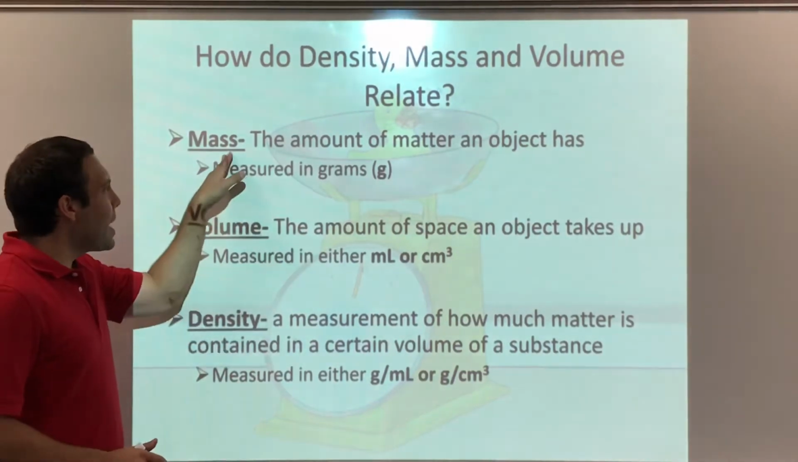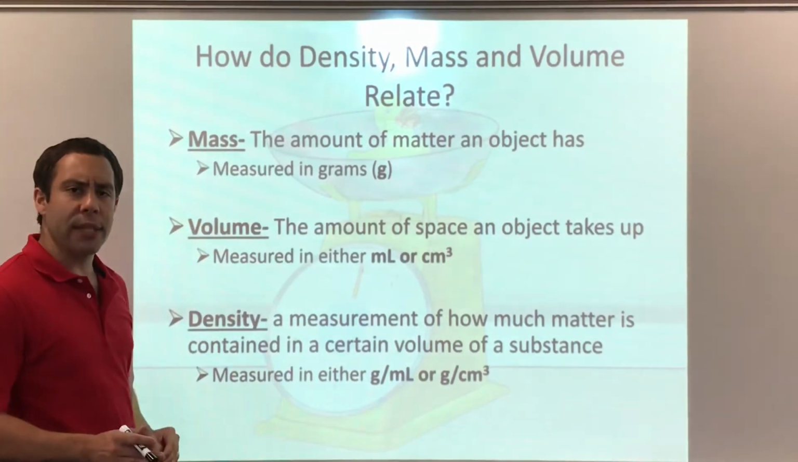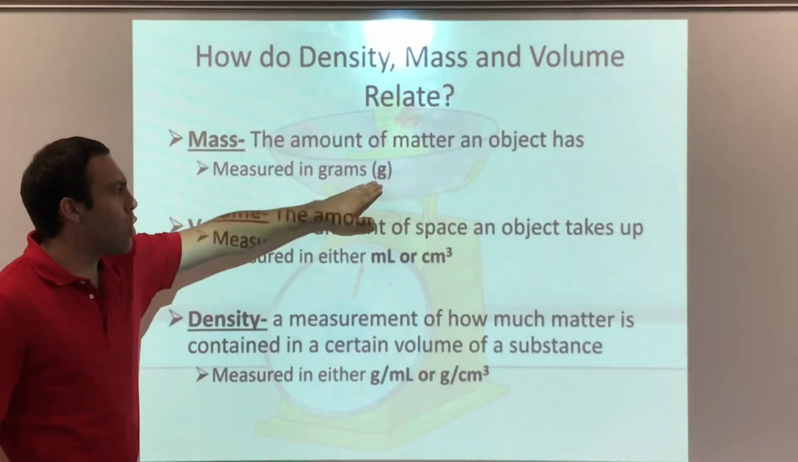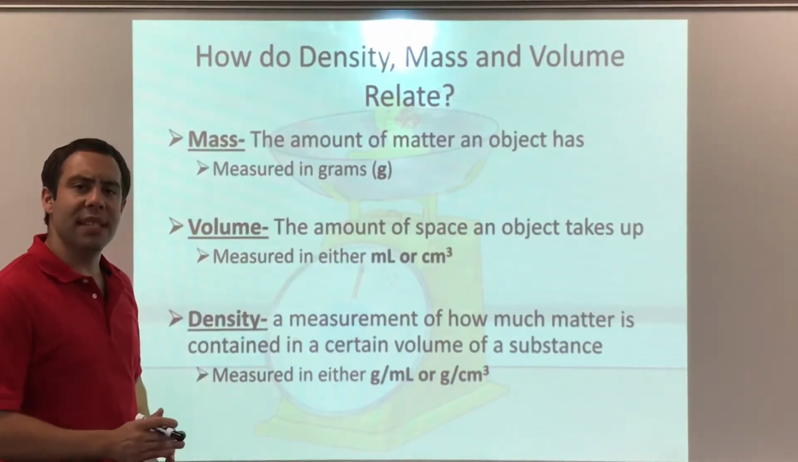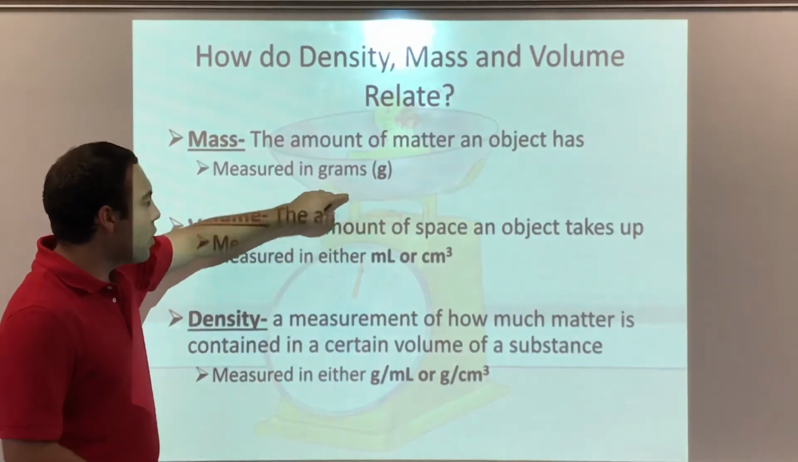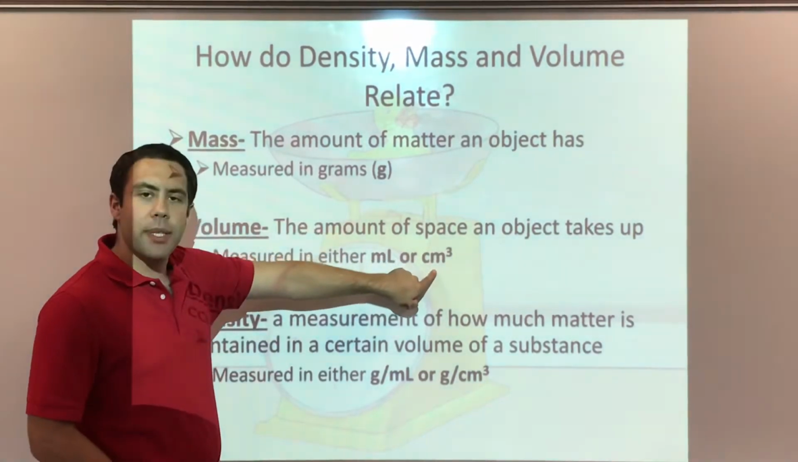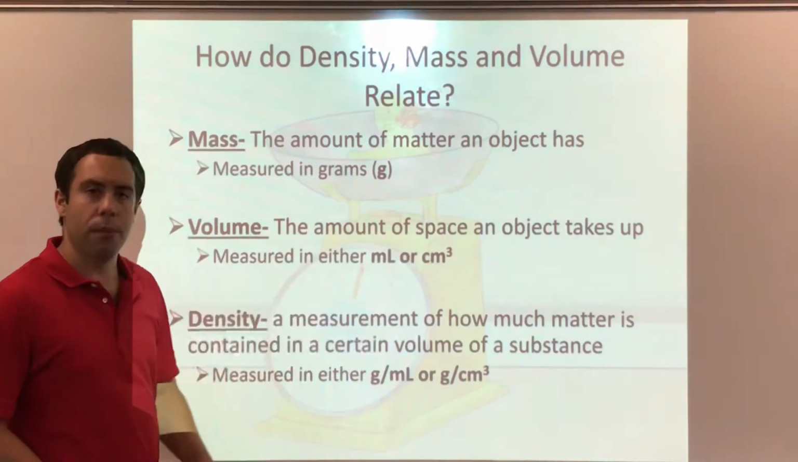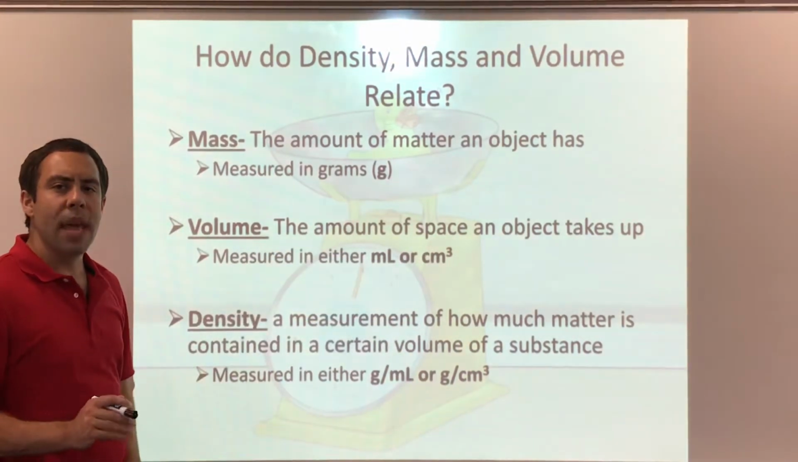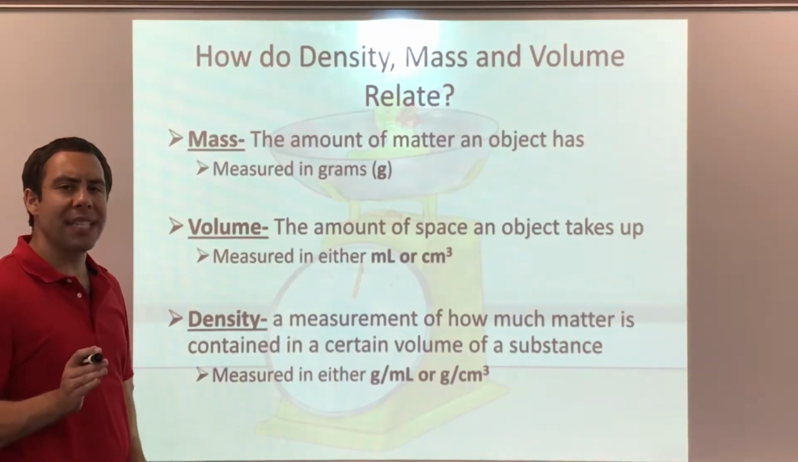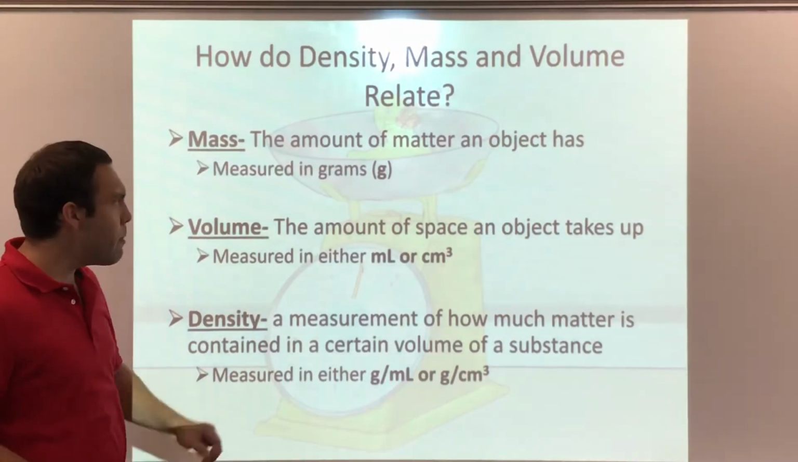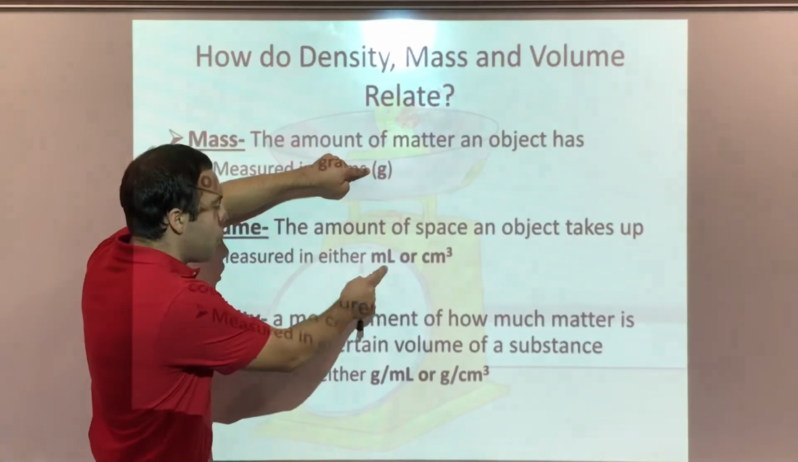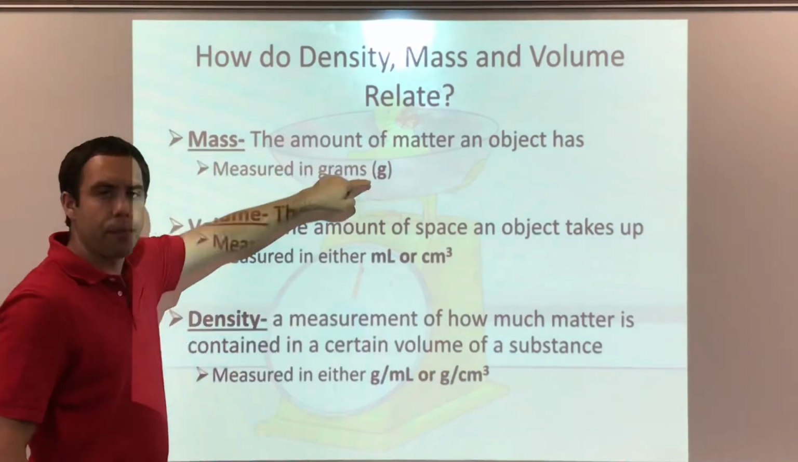Well, mass is the amount of matter an object has, and that's going to be measured in grams. Volume is the amount of space an object takes up, and that will be measured in either milliliters or cubic centimeters, cm to the third power. Density is a measurement of how much matter is contained in a certain volume of a substance. And that will be measured in either grams per milliliter or grams per cubic centimeter.